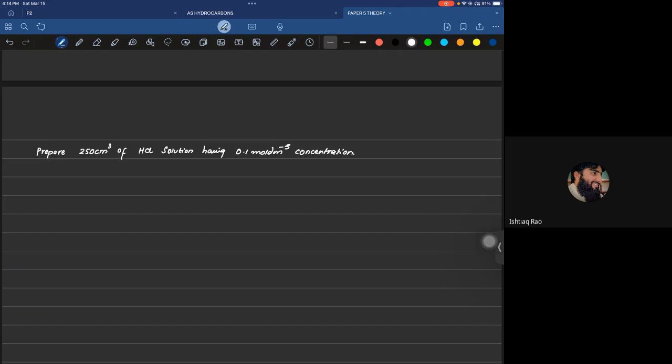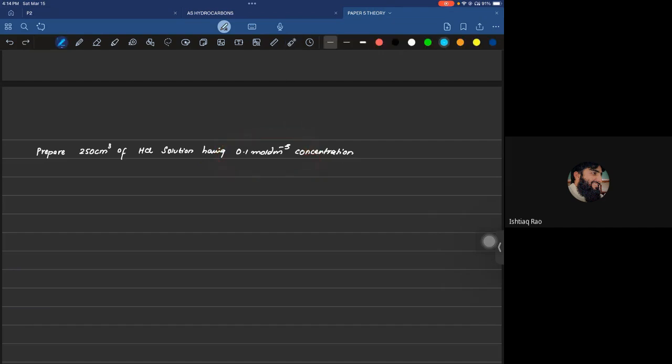Okay, so the first thing is how much sample should I take from the stock and then add water to make this concentration. First of all, you have to calculate the mass of the substance that you are supposed to take, then weigh it through a weighing balance, pour the sample into the volumetric flask, and then add water to make this concentration.